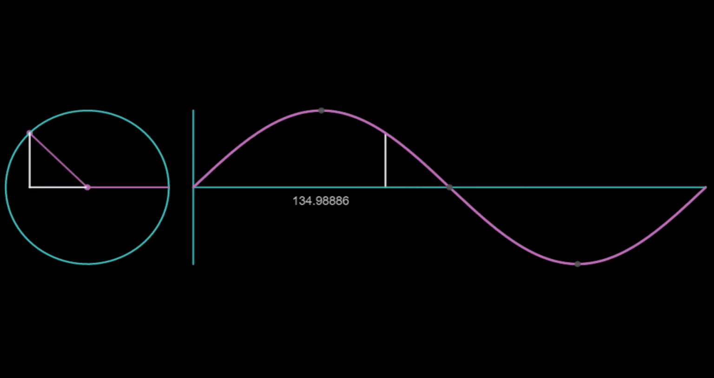So let's map that point out. So you can see that this height here is the same as this height here. And this angle here is 45 degrees. So it means that the sine of 135 degrees should give us the same value as the sine of 45 degrees. And it should be somewhere around about 0.704.